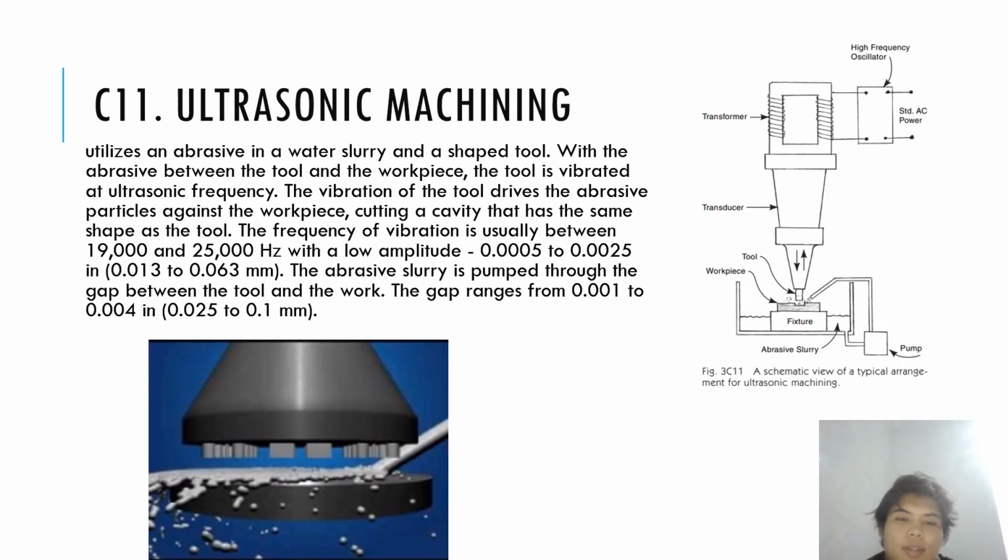Ultrasonic machining utilizes an abrasive water slurry and a shaped tool with the abrasive between the tool and the workpiece. This is the normal ultrasonic setup, with the fixture here, the tool here, and the workpiece here. The frequency makes the vibration drive abrasive particles against the workpiece, cutting a cavity that has the same shape as the tool. So that's all for the video today.